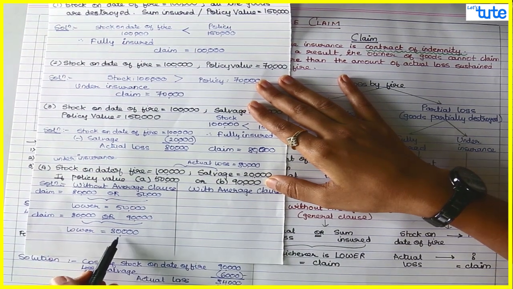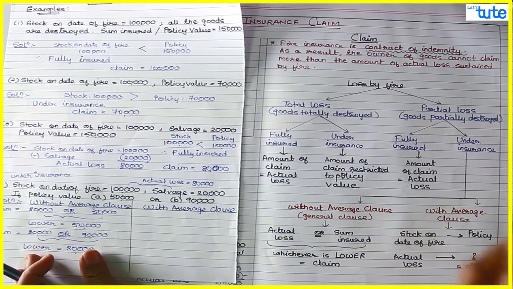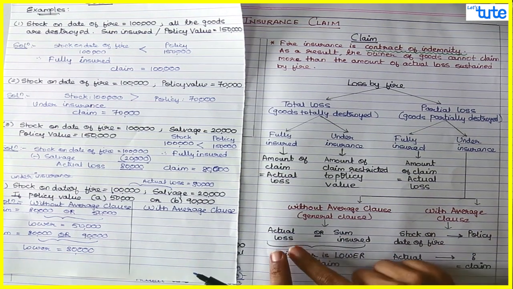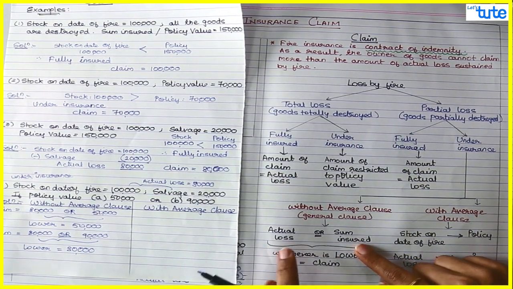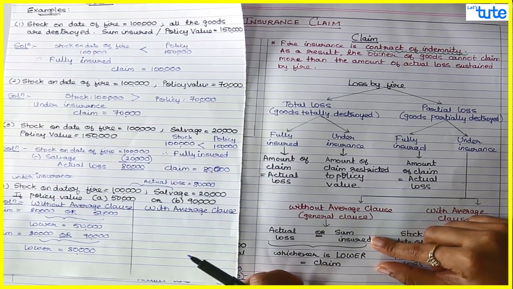So in this case, you got the claim of only 80,000. So this is actually very logical. You need not remember this or learn this. You always compare your loss with the sum insured. If your loss amount is lower than your sum insured or policy value, you will get that loss amount only.